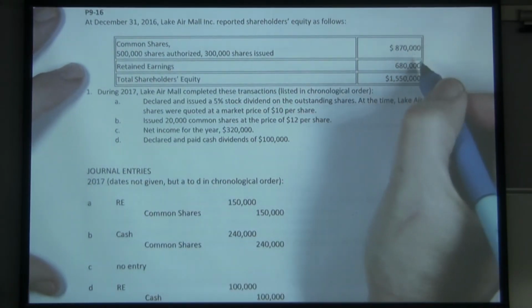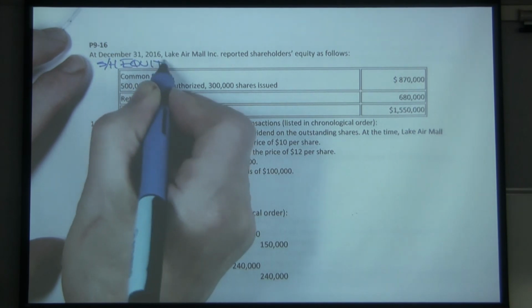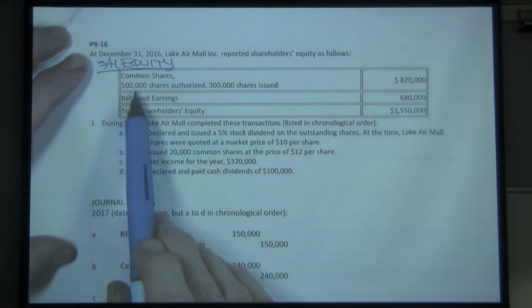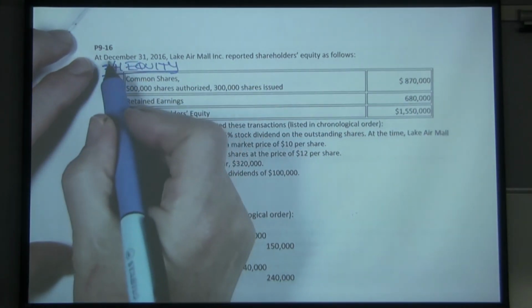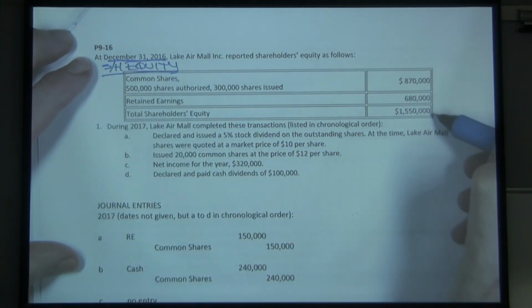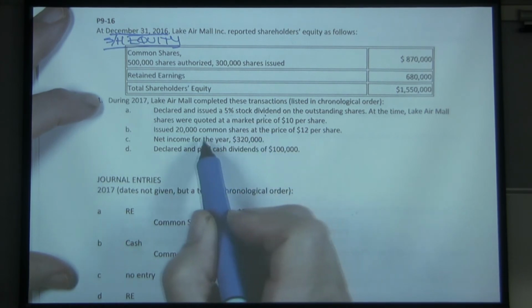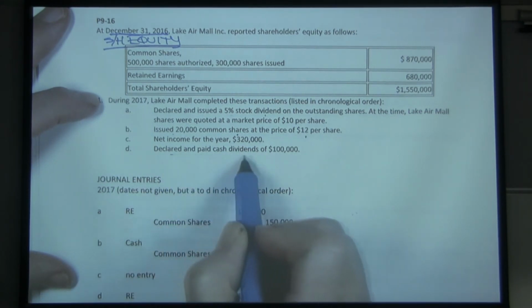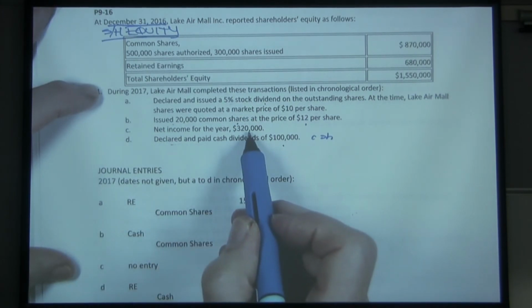So this is our balance sheet. I'm just going to label this up here clearly. This is the shareholders' equity section, our partial balance sheet. We have common shares, and we don't have any preferred shares in this example. So we have 500,000 common shares that were authorized and 300,000 shares so far that are issued. This is as of the end of 2016, and we have our dollar amounts. During the following year, 2017, we're going to look at a 5% stock dividend. We're going to issue additional common shares at $12 a share. We're going to look at cash dividends that were declared and paid, so this would be for the common shareholders, and net income, which will impact our retained earnings.